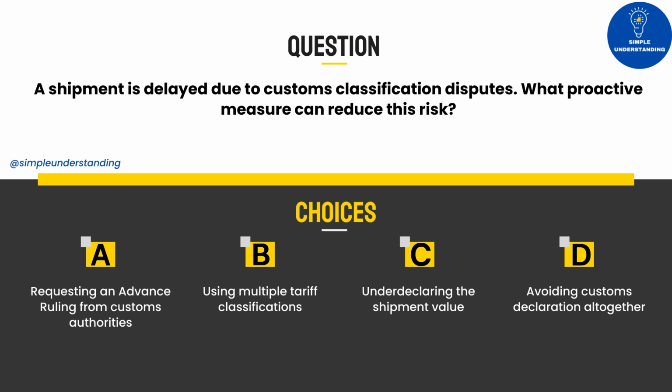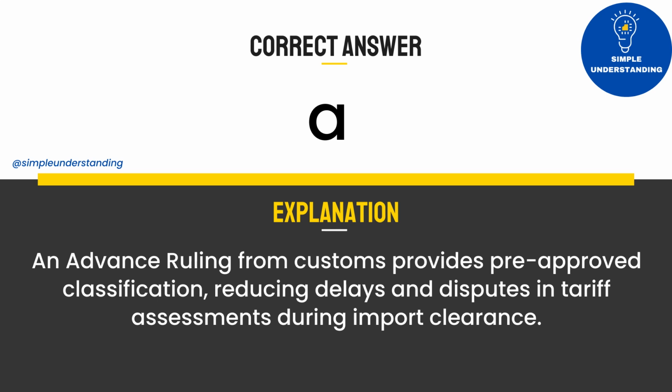D. Underdeclaring the shipment value. Avoiding customs declaration altogether. Correct answer: A. Requesting an advance ruling from customs authorities. Explanation: an advance ruling from customs provides pre-approved classification, reducing delays and disputes in tariff assessments during import clearance.